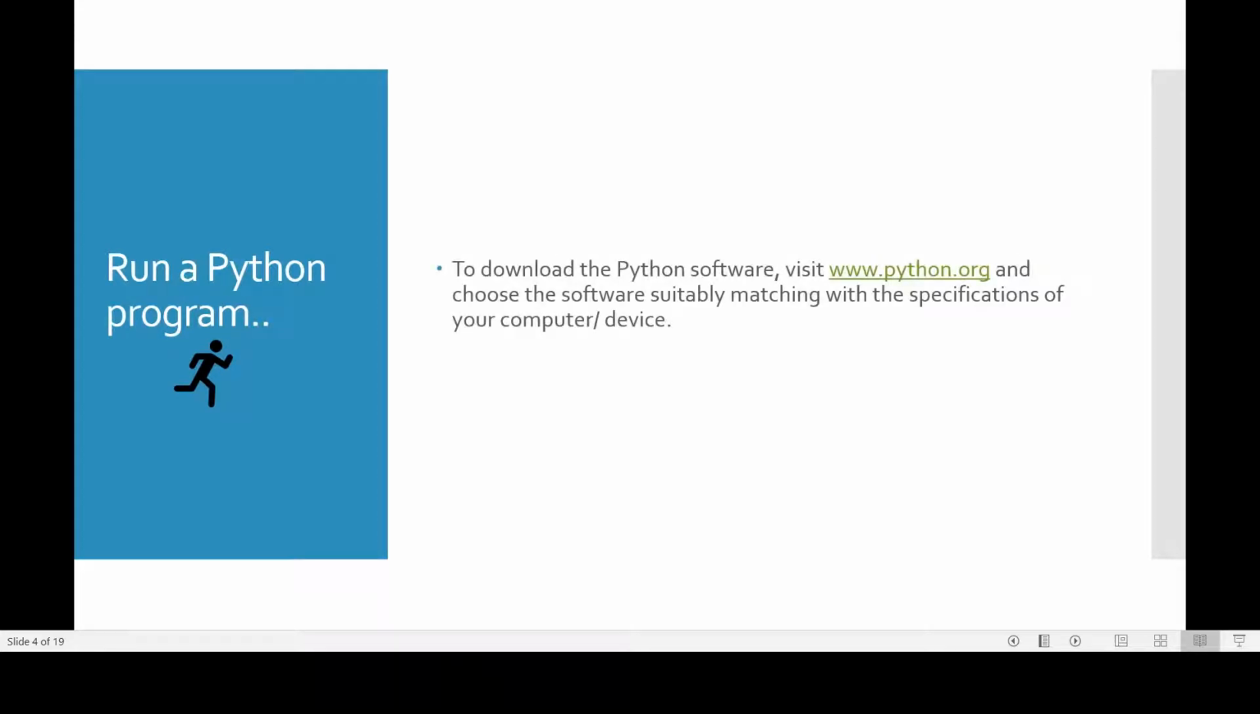Running a Python program. To download the Python software, visit www.python.org. There you will be redirected to different operating systems that you might be using. Choose the software which is suitably matching with the specification of your computer or device.